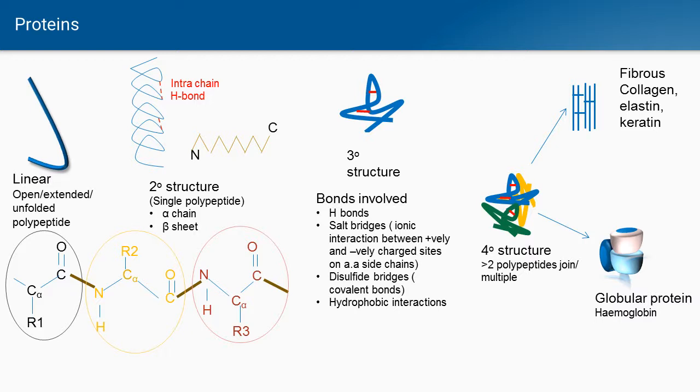So a protein can exist in all these four structures. Okay, primary structure, which is the linear. Secondary structure is alpha helix and beta sheet. Tertiary structure is where the peptide folds upon itself and certain bonds are involved. Then when two or more polypeptides join, they acquire a quaternary structure that can be globular or fibrous.